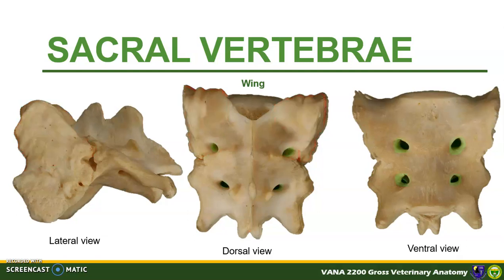You can also observe paired openings seen at the dorsal and ventral views. These are the dorsal and ventral sacral foramina. These are for the passage of the spinal nerves. The promontory is a transverse ridge at the cranioventral part of the base. This can be best seen on a cranial or ventral view.